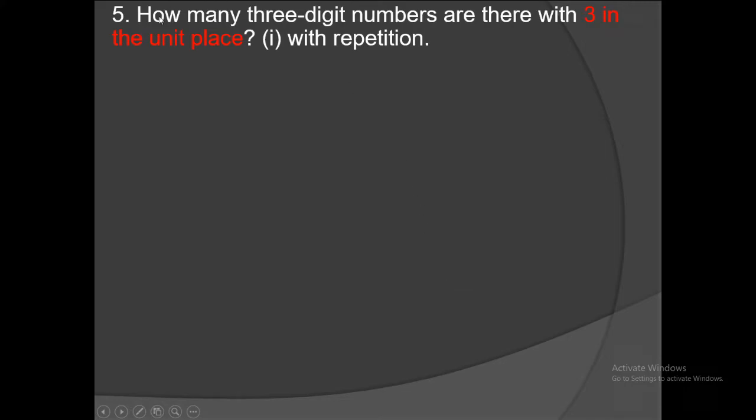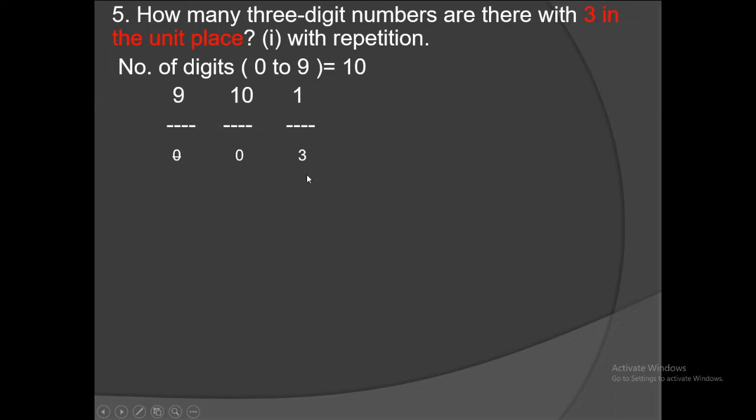Sum 5. How many 3-digit numbers are there with 3 in the unit place, with repetition? 0 to 9 are the digits, so totally 10 numbers. 3-digit numbers, so 1, 2, 3 places. Here, always fill the condition first, and then start from the first. What is the condition here? 3 in the unit place. This is the unit place, so 3 is placed in the unit place. Only the 3 can be put here.